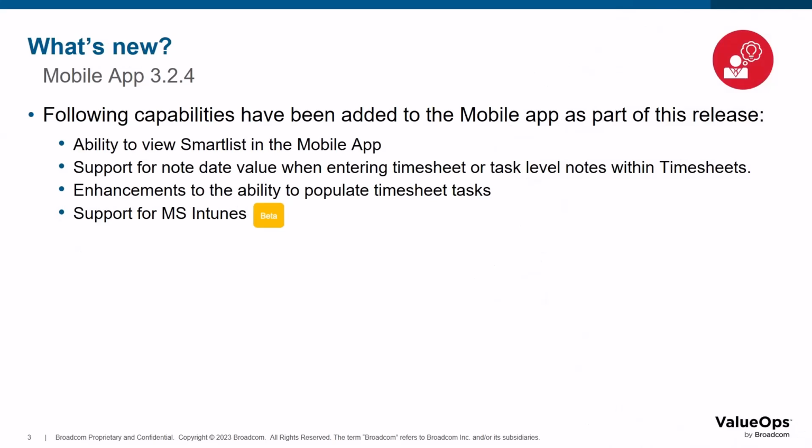As part of the mobile app 3.2.4, we are making the following changes to the mobile application. We are now going to provide the ability for our customers to view smart list within the mobile app. The customers will now have the ability to enter a note date when entering a note either at the timesheet level or at the task level. We've also enhanced how the users interact with the timesheets within the mobile app. And finally, we are introducing the support for MS Intunes. This functionality is going to be in beta, which means all the beta rules apply.